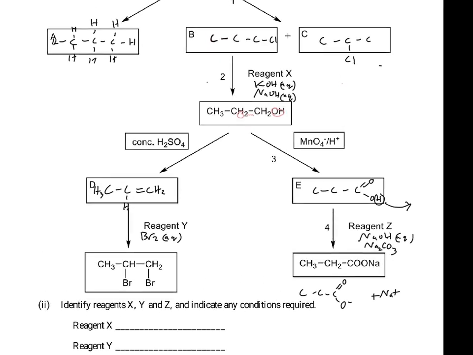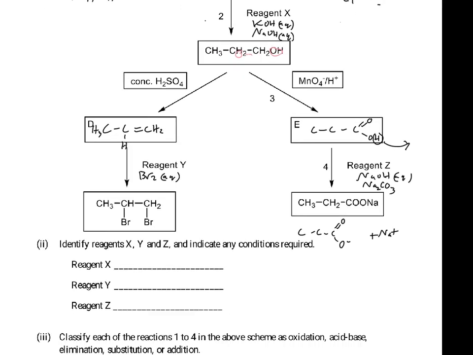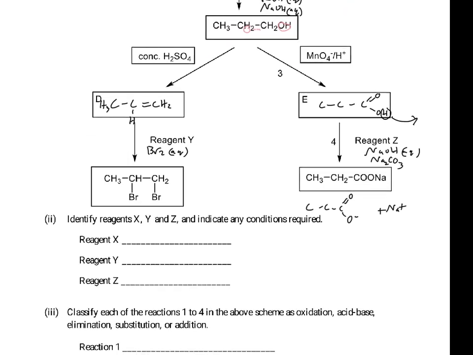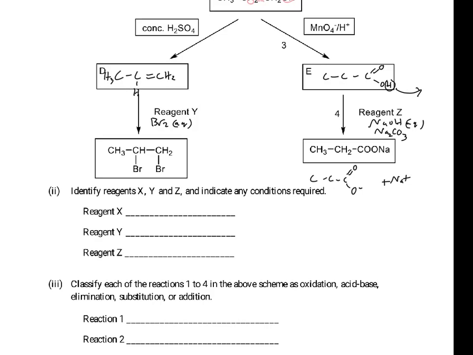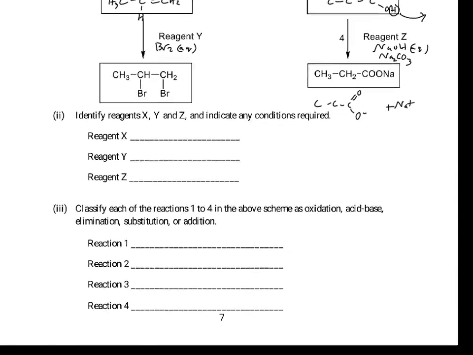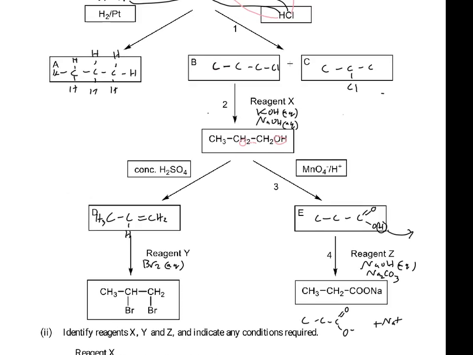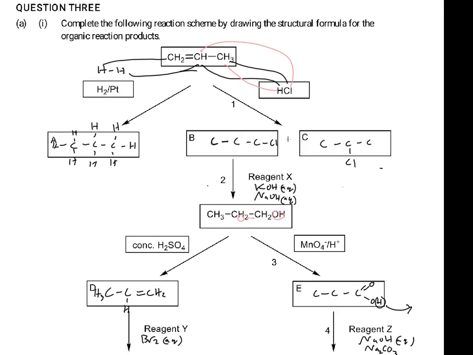Alright, so reagent X is potassium hydroxide or sodium hydroxide, reagent Y is Br2, and reagent Z is sodium hydroxide or sodium carbonate. Classify each of the reactions 1 to 4 in the above scheme as one of those. So number 1, because we are breaking a double bond and we're adding atoms to it, it is going to be an addition reaction.